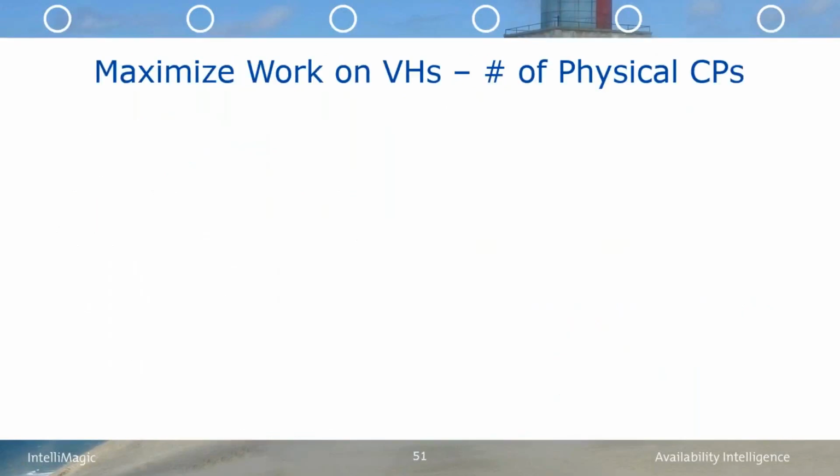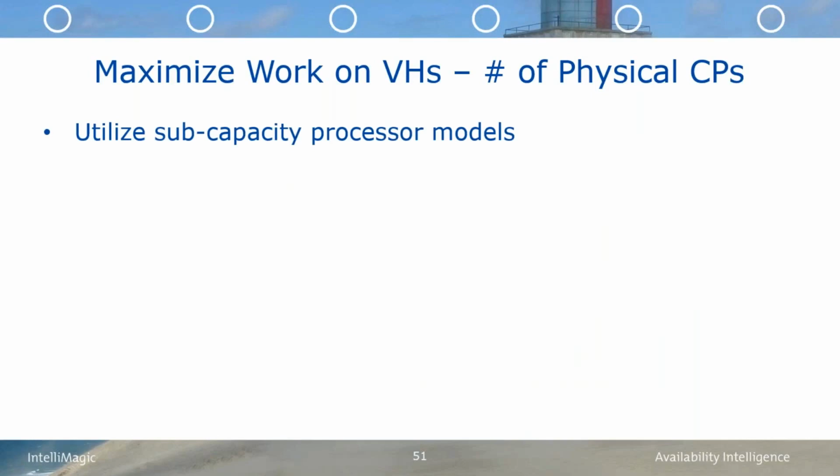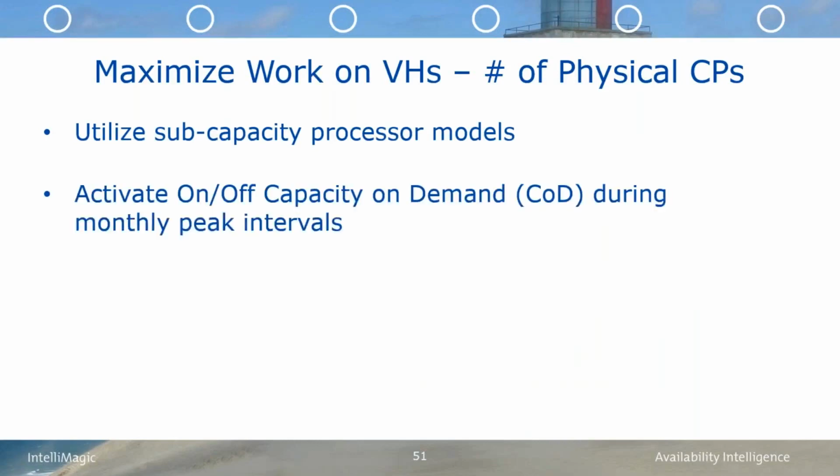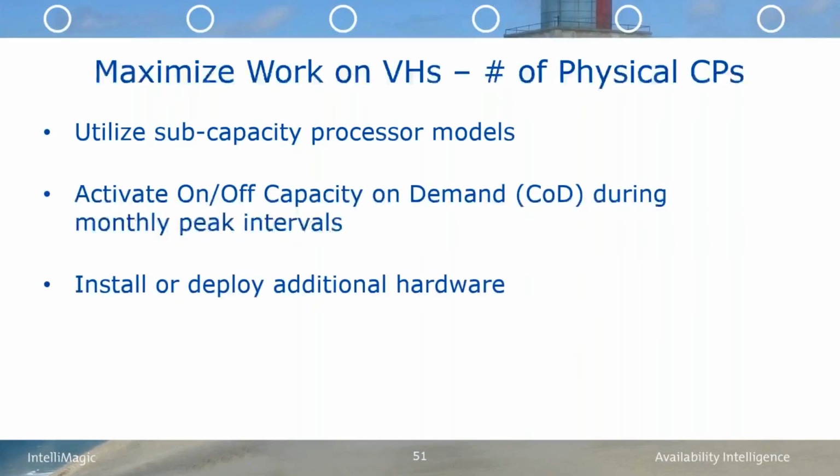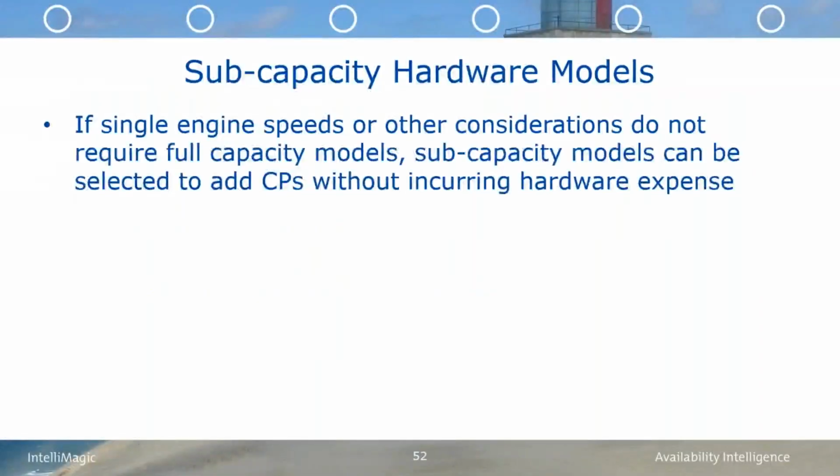Now, in addition to LPAR weights, the other variable that we can leverage to maximize work executing on vertical highs is increasing the number of physical CPs. There are several potential ways this can be achieved. One way to increase the number of physical CPs is to opt for subcapacity processor models. Activating on-off capacity on demand during monthly peak intervals is a second approach to increase the number of physical CPs. And a third way is to install or deploy additional capacity. So let's review each of these in turn.